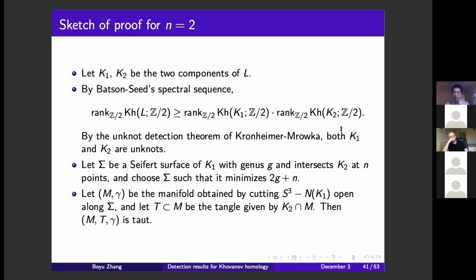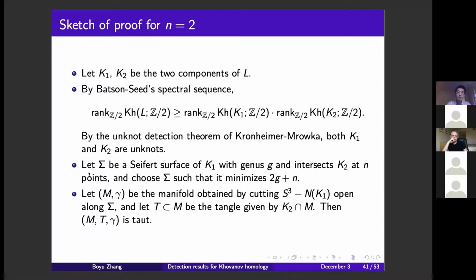And now we consider the following manifold. Well, we know that K1 is a trivial knot in S3, so we consider the complement of a tubular neighborhood of K1 in S3. And so we know that is a solid torus. And then sigma, since sigma is a Seifert surface of K1, the intersection of sigma with the complement of the tubular neighborhood of K1 is a properly embedded surface whose boundary circle is the meridian of the solid torus. And now if we cut open this solid torus along sigma, we're going to obtain a 3-manifold with boundary.